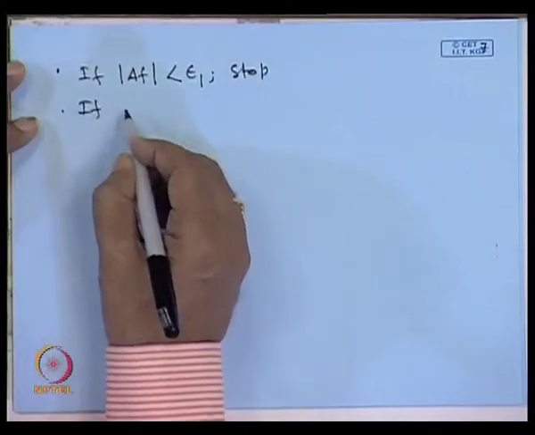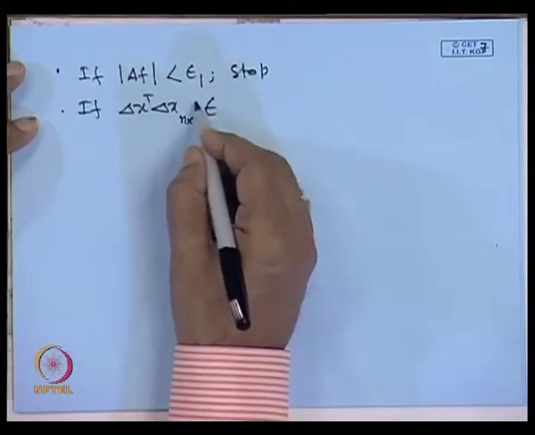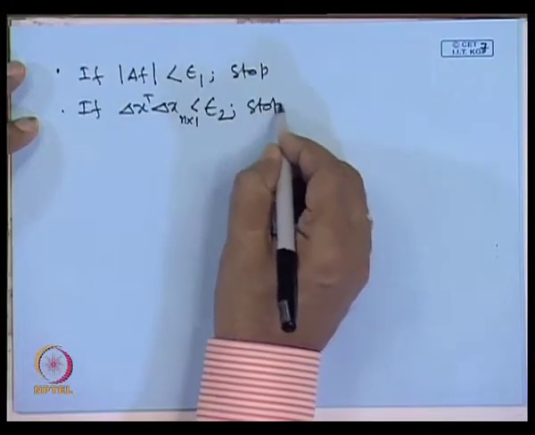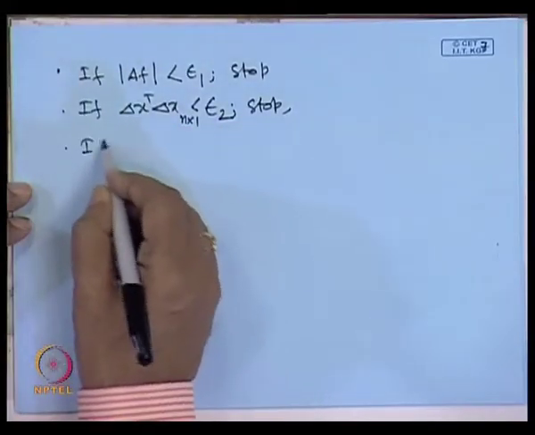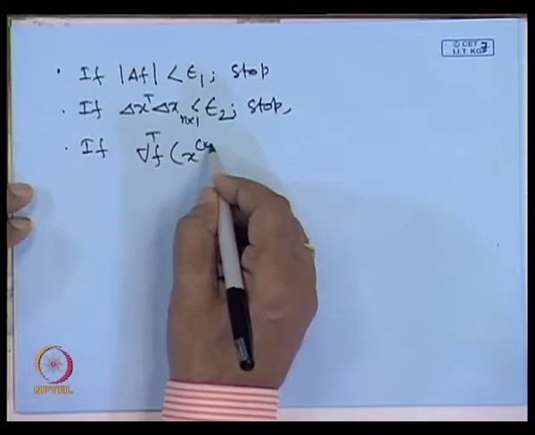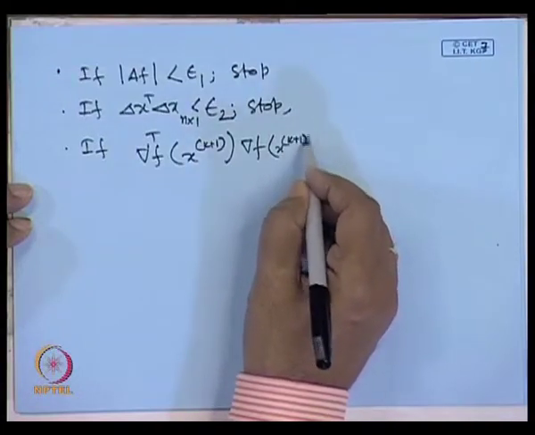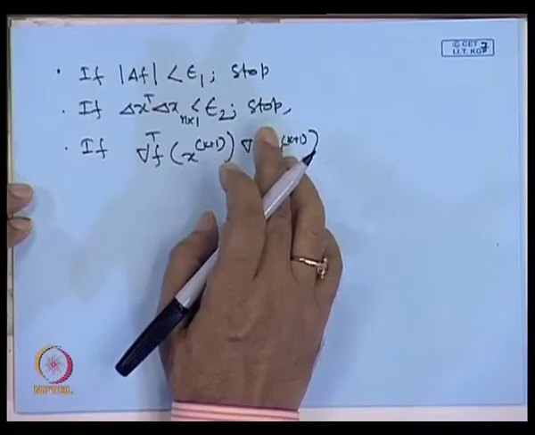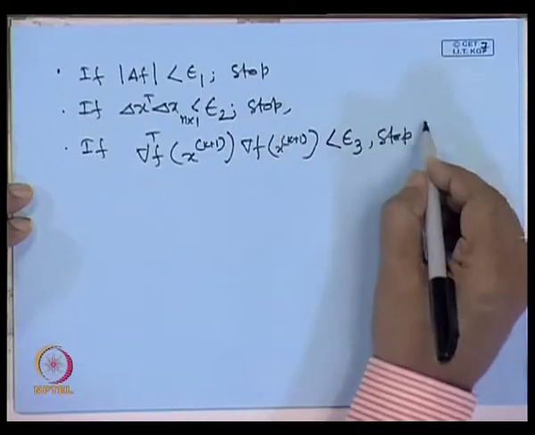If delta x transpose delta x, which is n cross 1, is less than epsilon 2, stop. This indicates that the decision variable or design variable is not changing. Similarly, if the gradient of the function at the k plus 1th iteration, its transpose times itself, is the distance squared of the gradient vector, and if it is less than this, then stop, meaning it has converged.